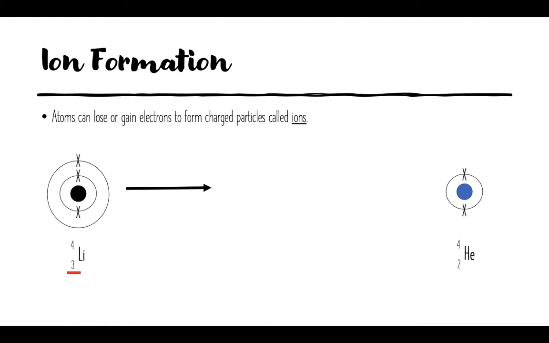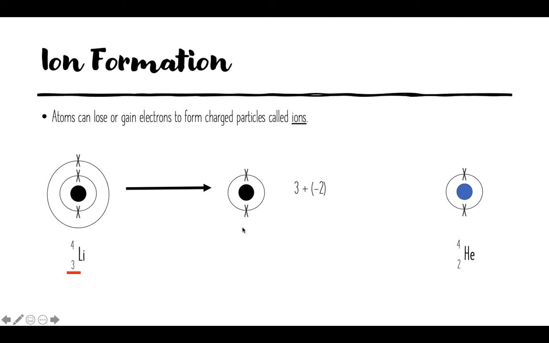So, in order to do so and become stable, it loses this outer electron. Now, in doing so, there's a slight consequence. So, in the nucleus, we have 3 protons. That is not changing. We still have 3 positive charges in the centre. Rather than having 3 negative charges on the outside, we now only have 2.